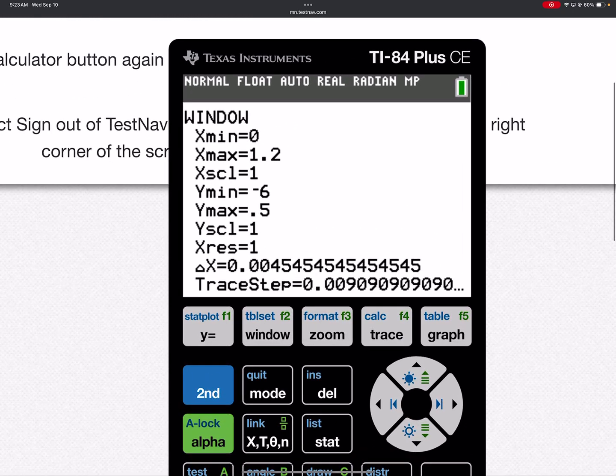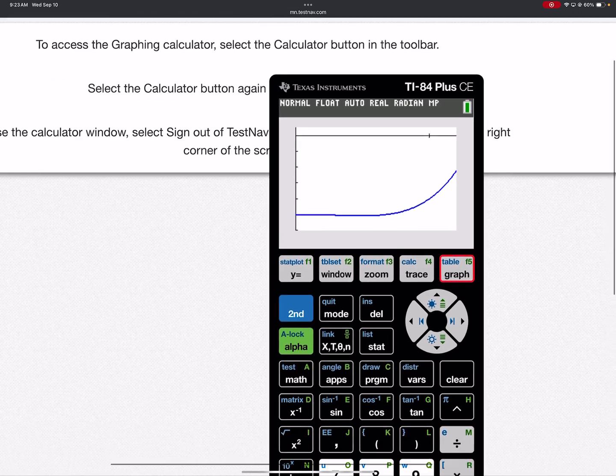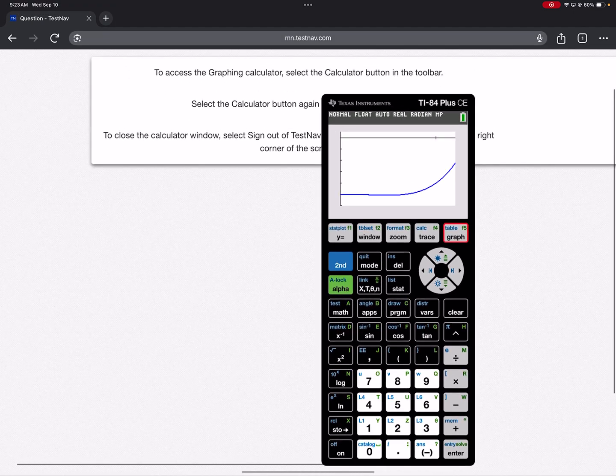Okay. Double check your settings. Do you understand what this is doing? It only shows the x's on the graph between 0 and 1.2, and the y's only between -6 and 0.5. So it's basically zooming in on what we want to see, okay? I'm going to hit graph, and that did not help at all. Cool. Maybe this is a bad example.